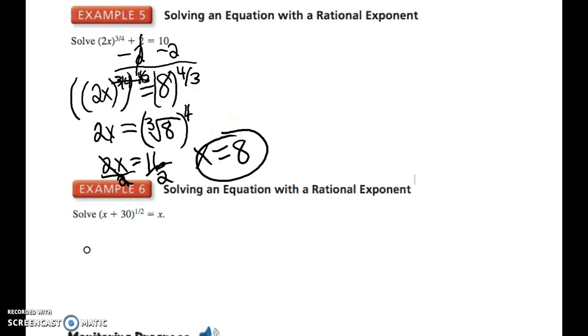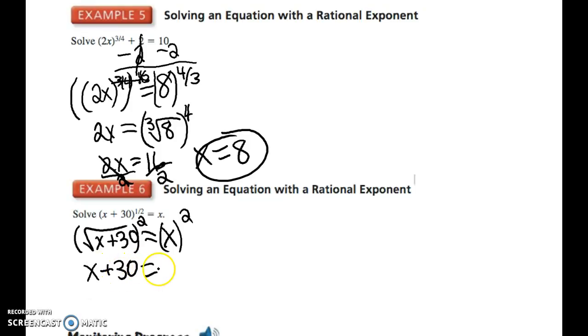Solving example 6, we're going to do something very similar, except we can see it's to the 1/2 power. That's the same thing as the square root of x plus 30 equals x. So since that's the same thing, all we have to do is square both sides. And we're left with x plus 30 equals x squared.